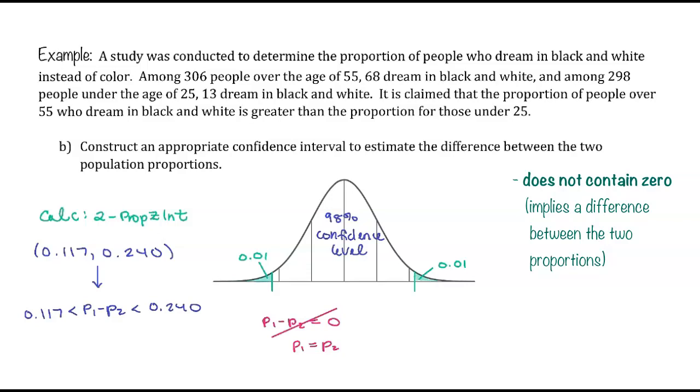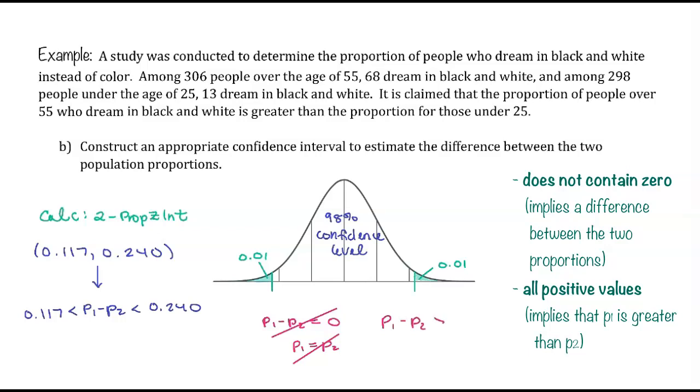We are 98% confident that P1 is not equal to P2. There is a significant difference between the two population proportions. At least that's what's implied by this sample data. Also notice that all of the values inside the interval are positive numbers. Having them all be positive implies that P1 minus P2 is greater than 0. And adding P2 to the other side, we have that P1 is greater than P2. So this confirms the same result that we found with our hypothesis test, that P1 is greater than P2.